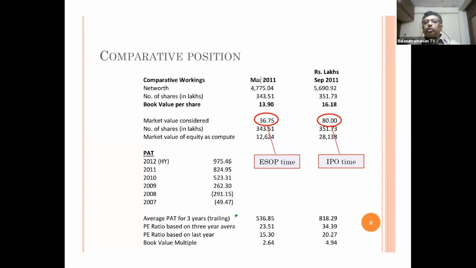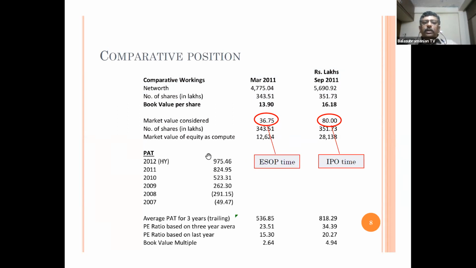Now, if you look at it, this is the March 2011 reported numbers. This is the September 2011 reported number. March 11 numbers are most likely to have been considered for ESOP, and September is the latest numbers which should have been more likely considered at the IPO time. So if you look at it from that perspective, the book values were 13.9 and 16.18 at that point of time. And if you take the price which is coming up at the ESOP time and the IPO time and the number of shares which were there, and multiply these to arrive at the market value, it was estimated that the market value was 12,600 crores at the time of ESOP computation, market value of equity. And at IPO time, the market value is considered around 28,000 lakhs. So there is a 126 crore to 281 crores jump in valuation, which is there.